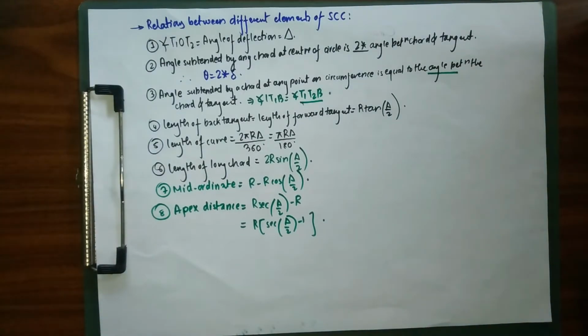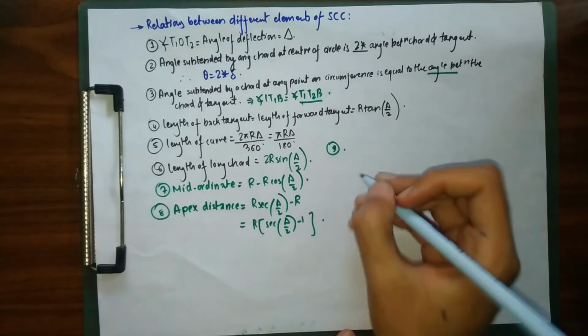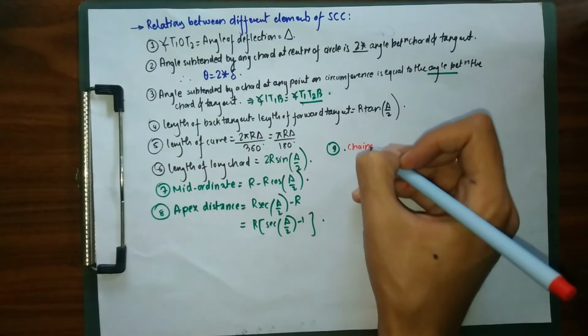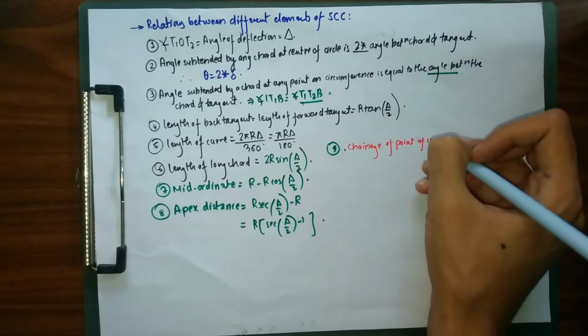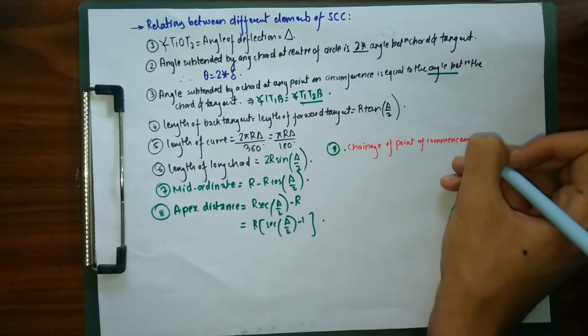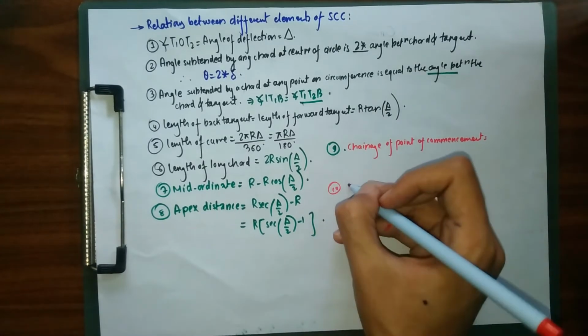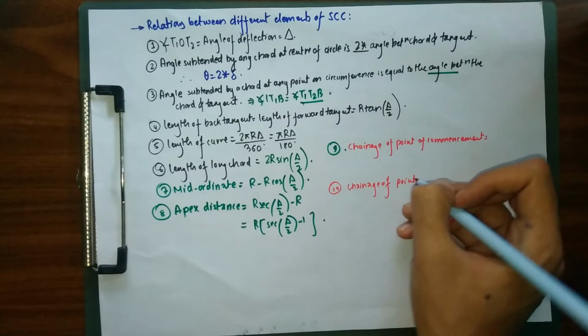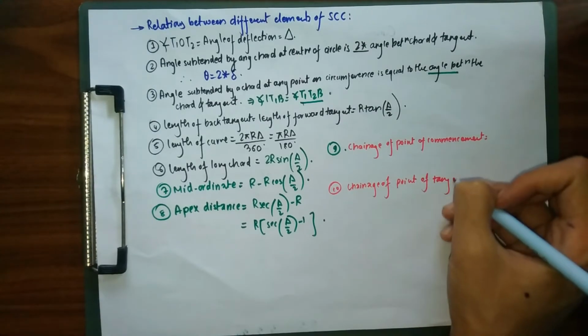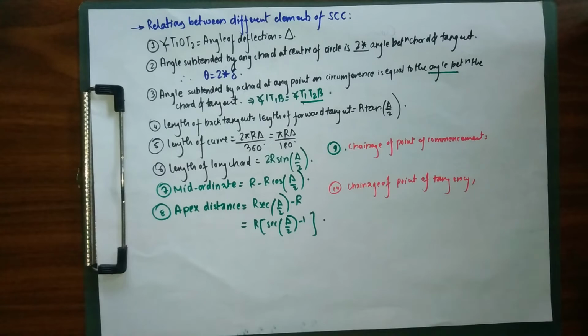Now for our final two points, we are going to find our chainage of point of commencement, and in number 10 we are going to find our chainage of point of tangency. After these two properties, our overall relations between different elements of our simple circular curve are going to end.